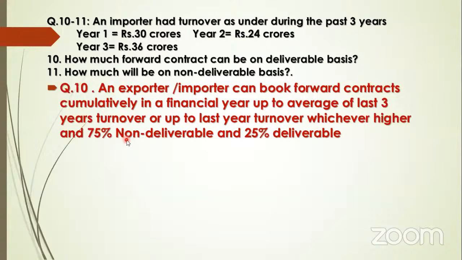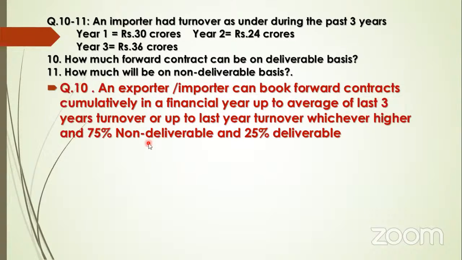Non-deliverable means he need not give the dollar or need not buy the dollar. The exporter need not give the dollar. The importer need not take the dollar. Non-deliverable, that means within brackets you put cancelable. Here 25% will be deliverable. What do you mean by deliverable? First 75% should be utilized. The limit will be split into two segments.